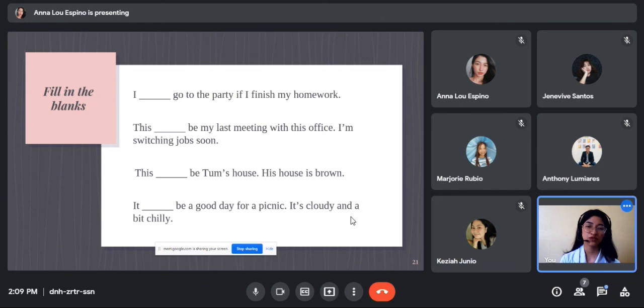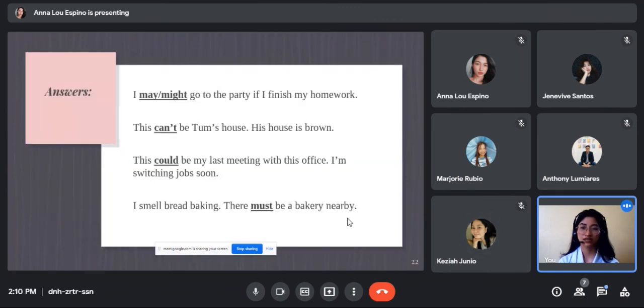How about the fourth one? Who would like to try? Anyone? The last sentence. It blank be a good day for a picnic. It's cloudy and a bit chilly. What do you think? Yes, Miss Keisha, what is your answer? My answer is must. Okay, it must be a good day for a picnic. It's cloudy and a bit chilly. Okay, for the last, let's see if your answers are correct. Number 1, may or might. Number 2, can't. Number 3, could. And number 4, must.